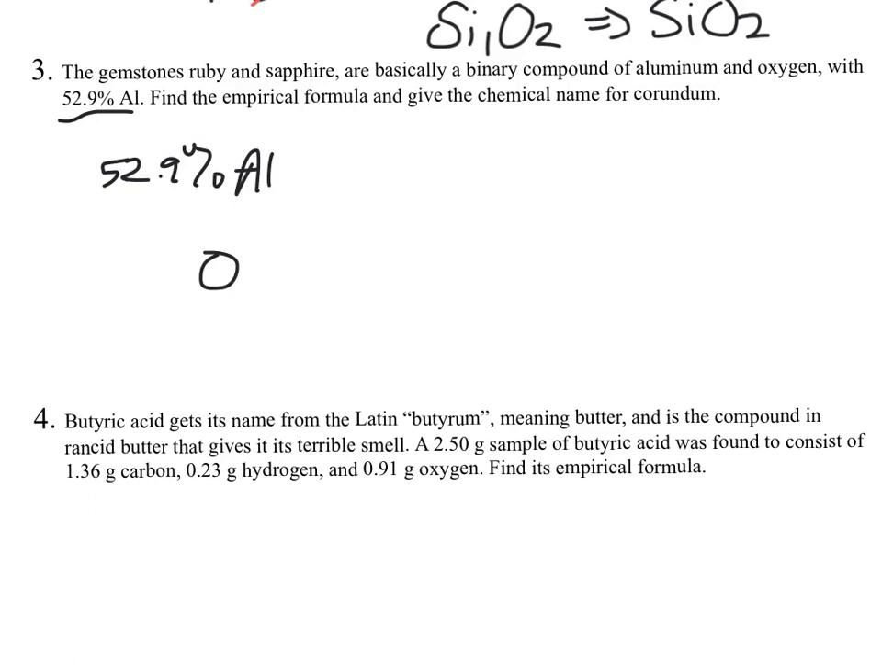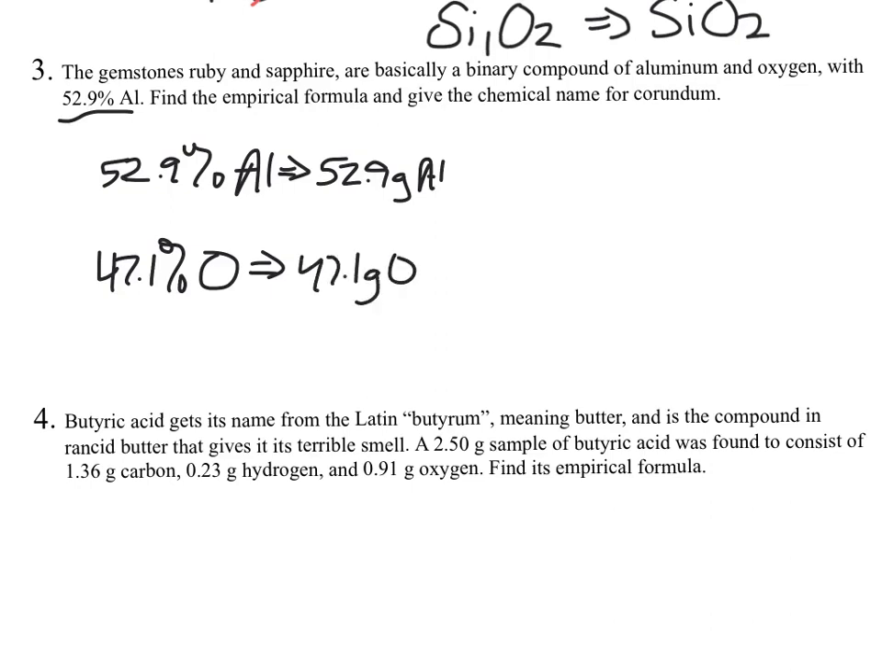Take 100% minus 52.9%, and you end up getting the rest of it, which is 47.1%, I want to say. Yeah, that looks right. All right, now remember, we can take that percent and assume a 100-gram sample and turn that into grams. And that's what I'm going to do. I'm going to turn both of them into their grams.